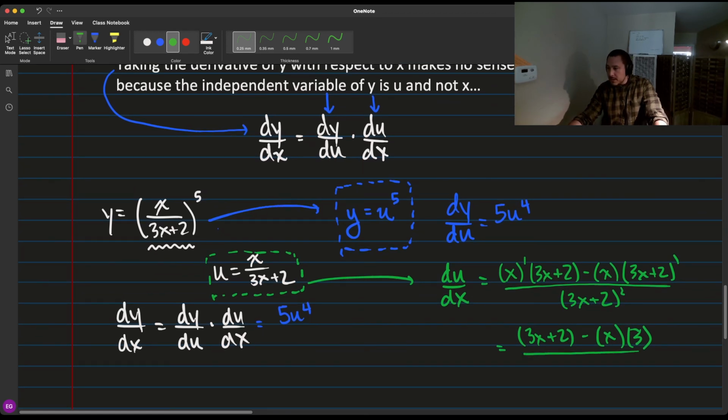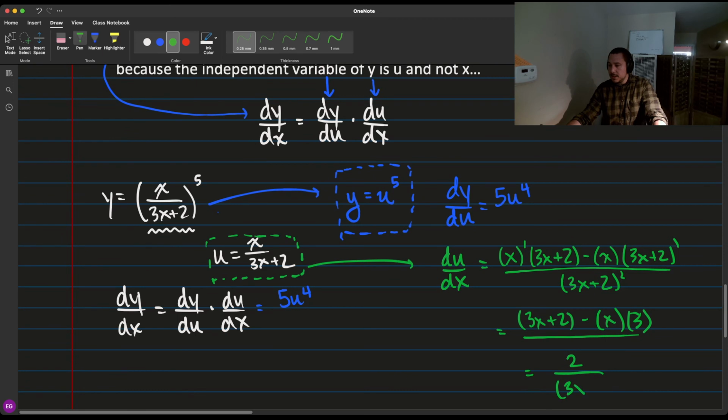So that's going to be 3x minus 3x, you're just going to get a 2 on top, so you're going to get 2 over (3x plus 2) quantity squared. That's my du/dx. So that's going to end up right here, times 2 over (3x plus 2) quantity squared.